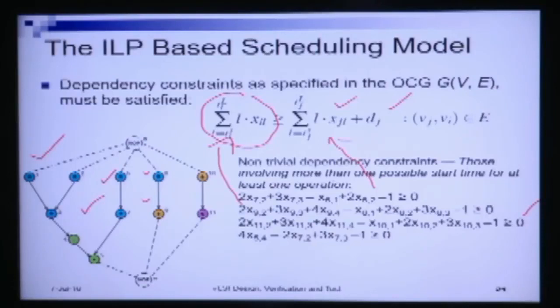Similarly, another non-trivial constraint is between operation 5 and operation 7. Another non-trivial constraint is between the sync node operation n and operation 11, and finally we also have the dependency constraint between the sync node, the nth operation, and operation number 9. So, these are all the non-trivial constraints that are possible in our example operation constraints graph.